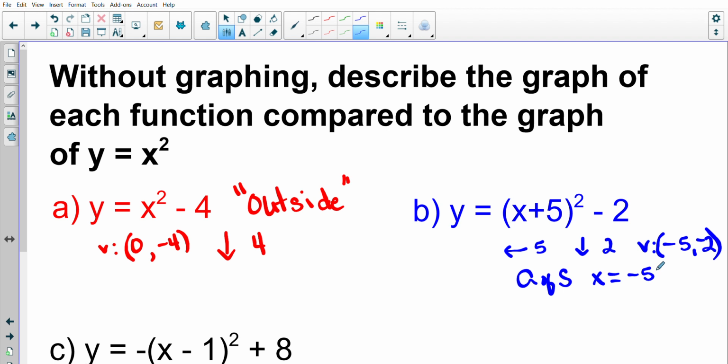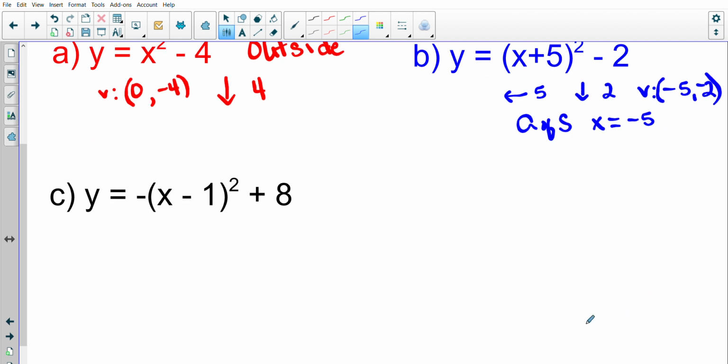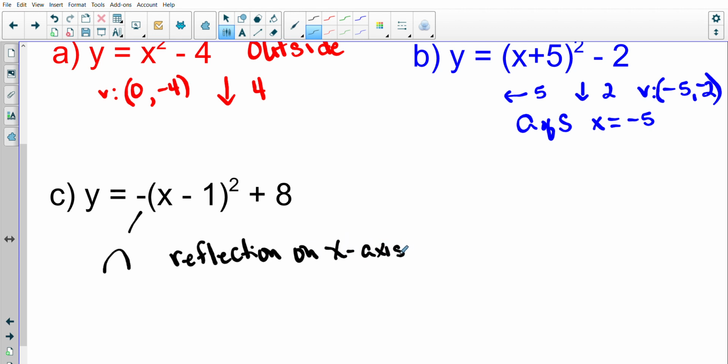On part C, we have y equals negative (x minus 1) squared plus 8. So the negative means it's going to open down. That makes it a reflection across the x-axis. The minus 1 inside the parentheses means we're going to go to the right 1. And the plus 8 outside the parentheses means we're going to go up 8.